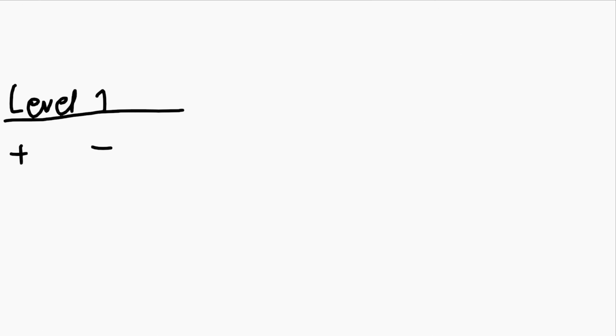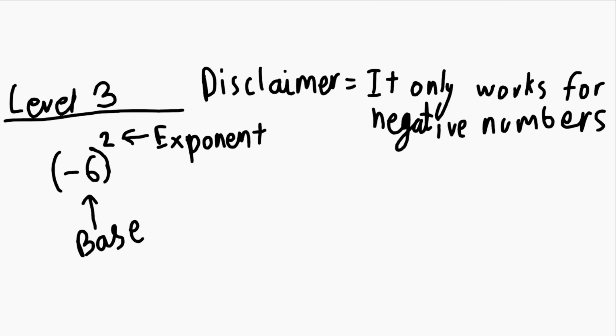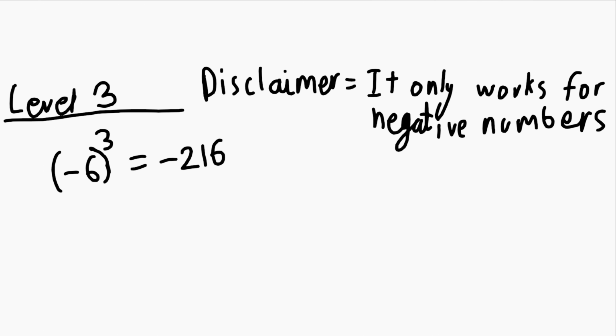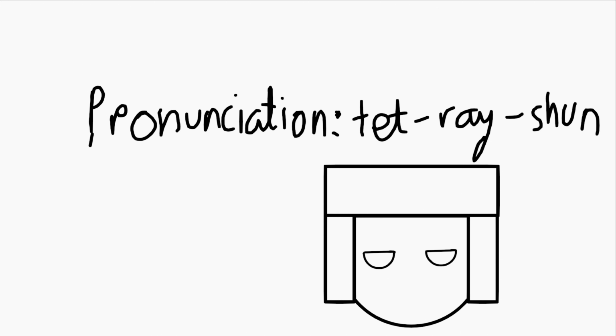To perform level 1 operations, just reverse the operation being used on it. For level 2 operations, if the 2 numbers have the same signs, then the result is positive, and if they are different we get a negative number as the answer. Rest everything is the same. For the third level, if the exponent is even, then the number is positive, if not, negative. Now I'm too bored to talk about tetration, so let's skip it.